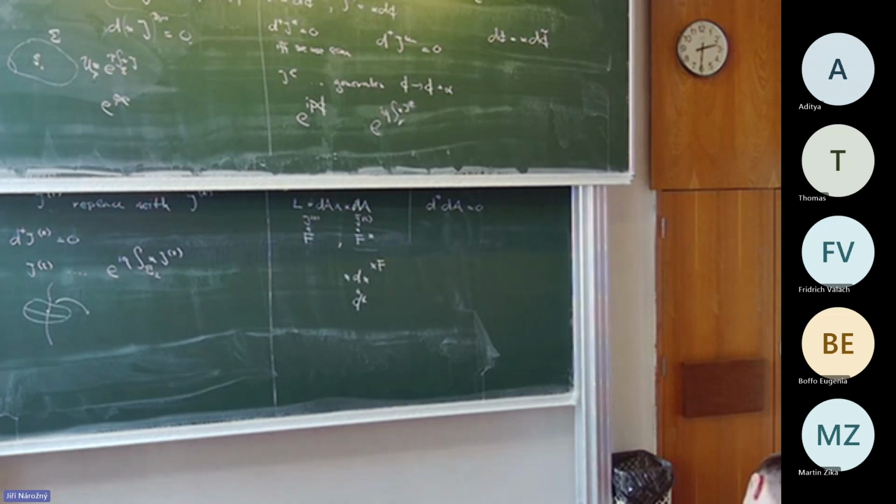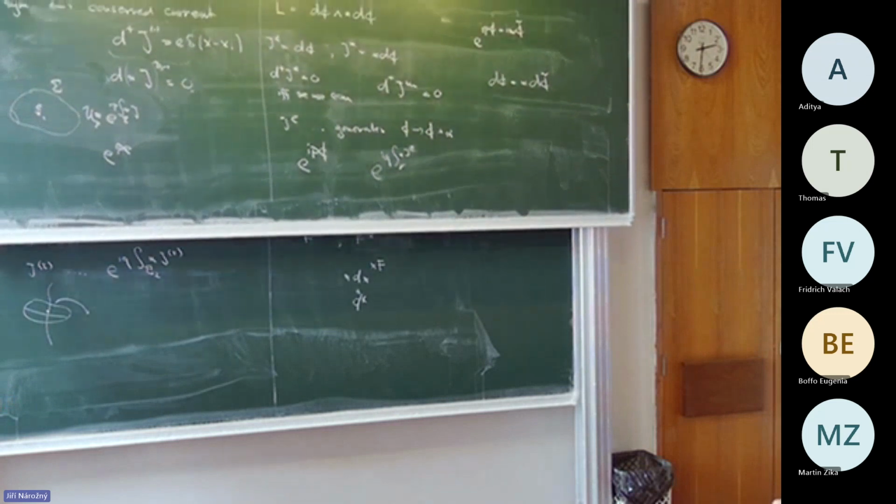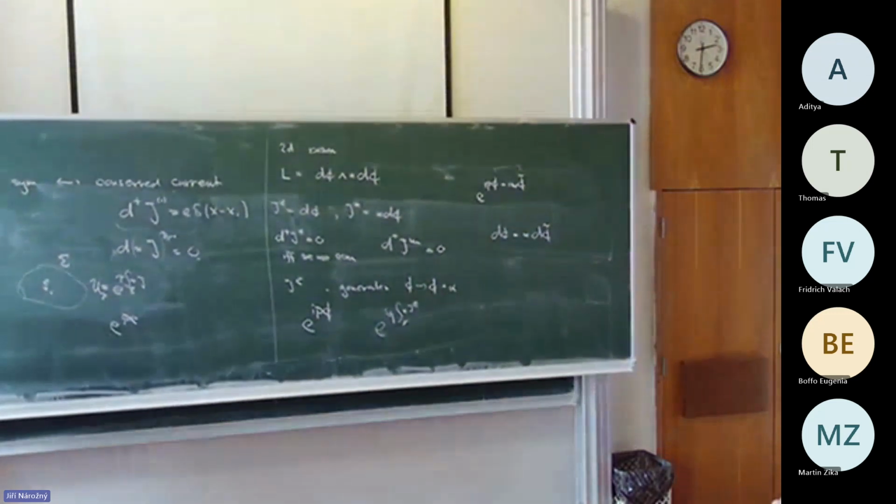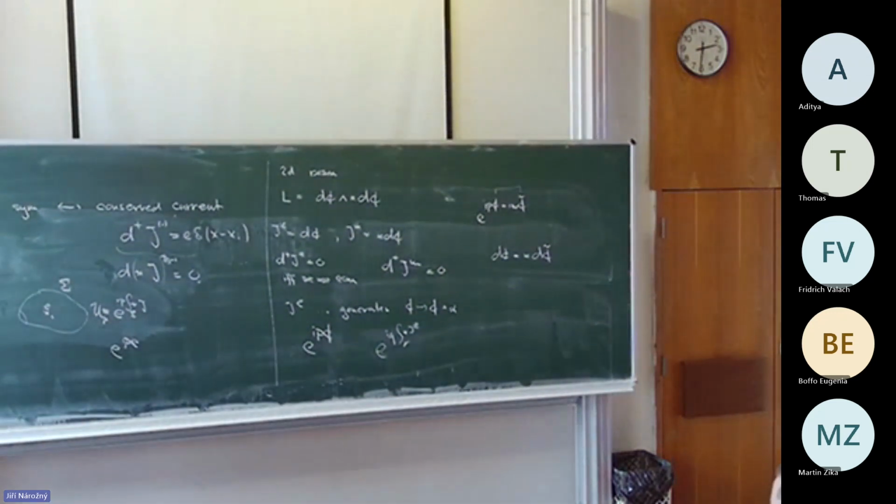And now I'll move to the main example where I'll try to give more details, which is the BF theory and Chern-Simons, and I'll try to explain more of what's going on and what are the symmetries in there. Okay. Are there any questions at this point, or?